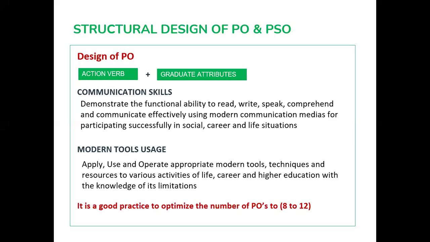So we have designed two POs. One PO corresponds to the graduate attribute communication skills, and the other PO corresponds to the graduate attribute modern tool usage. In both cases, we have identified the competencies related to that graduate attribute. The format is very simple. Start with the action verb from Bloom's taxonomy, then list down the competencies, and if you want to give the context, you can mention that at the end. This is the way we can design a PO.